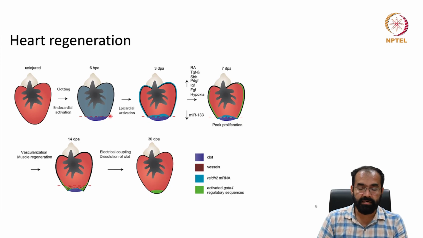You have created a cut here in this picture, and the endocardial activation happens, and then later epicardial activation happens by 3 days post amputation, and because of which you have upregulation of retinoic acid because RALDH2 is activated, TGF beta, sonic hedgehog, platelet derived growth factor PDGF, insulin like growth factor IGF, fibroblast growth factor FGF, and hypoxia factor. These are upregulated, and some microRNA such as MIR133 is downregulated.